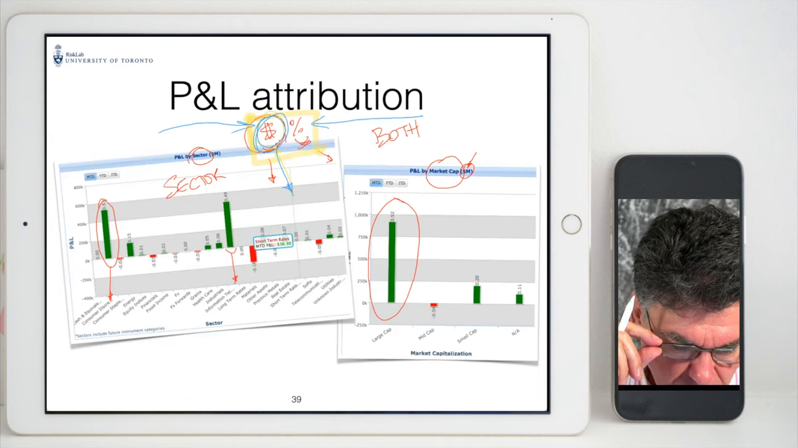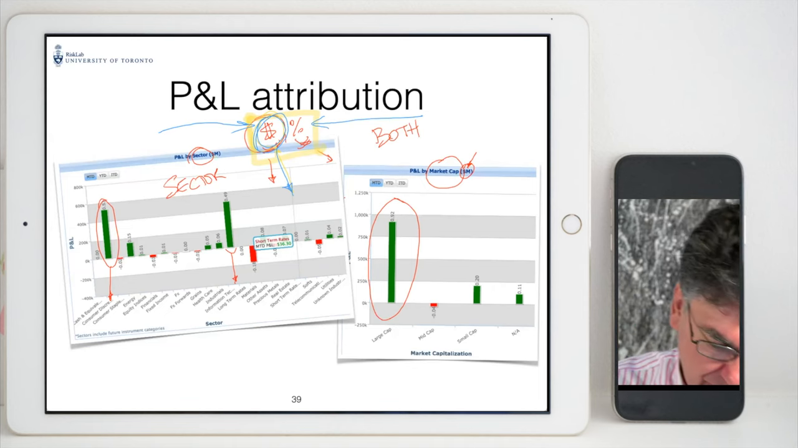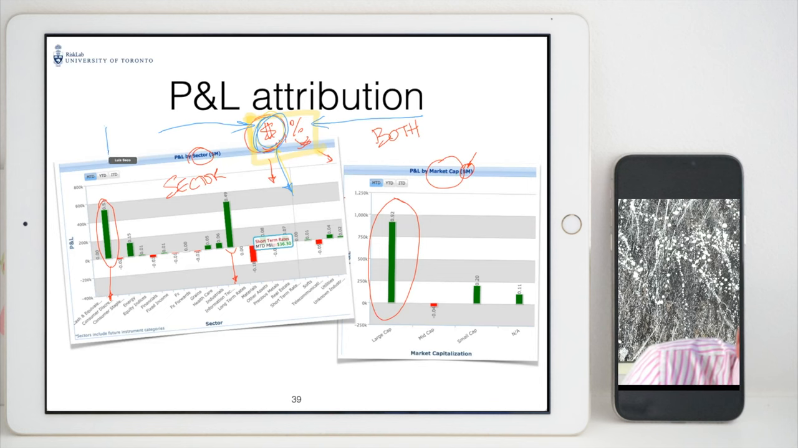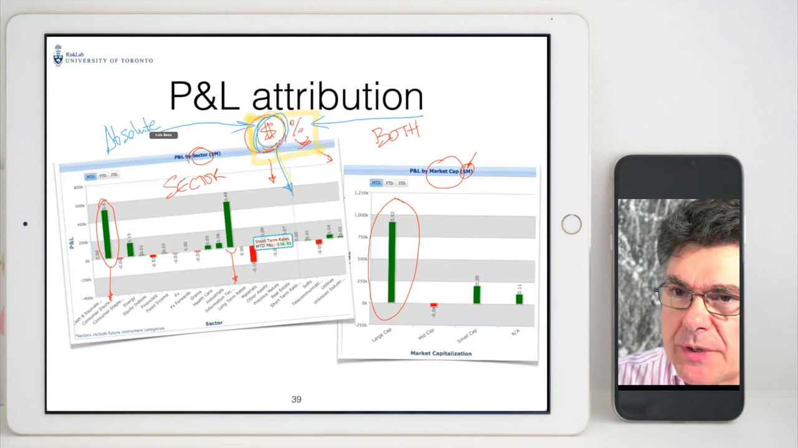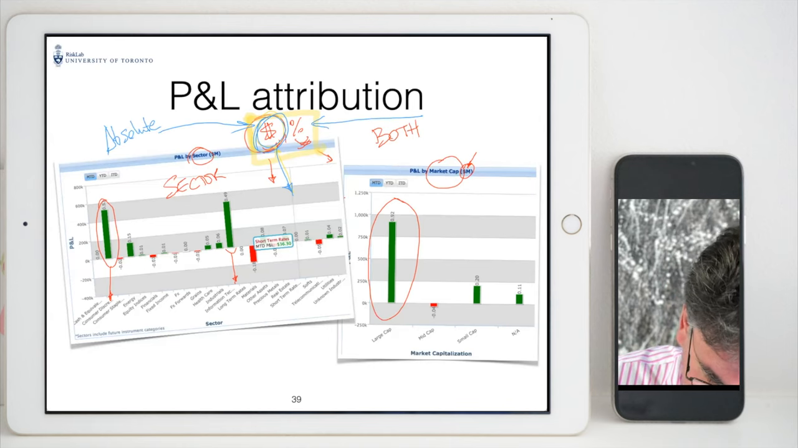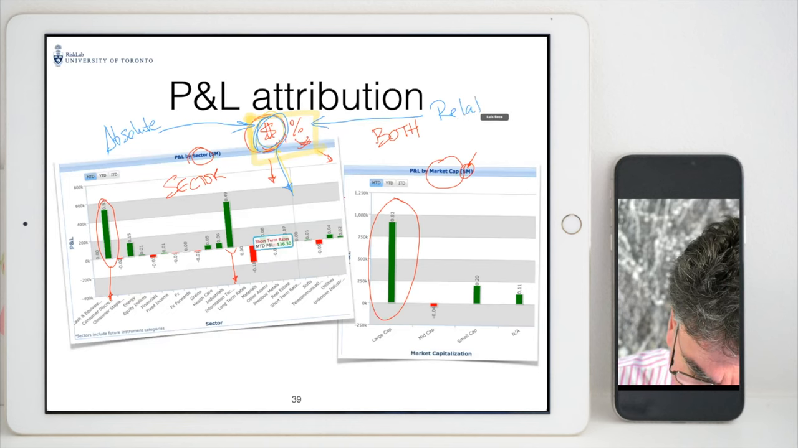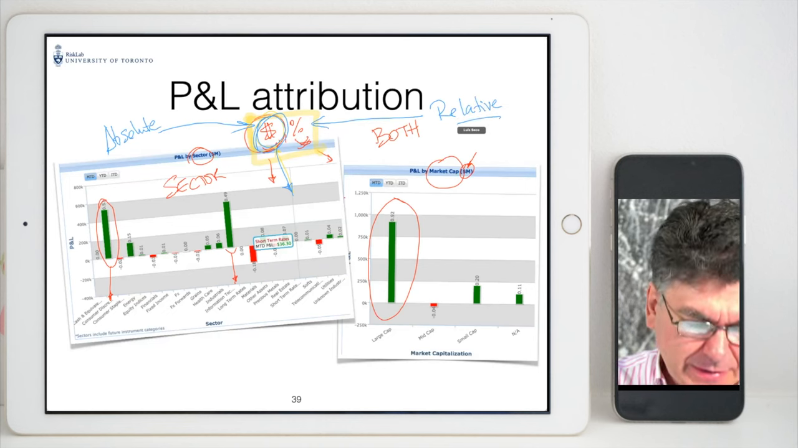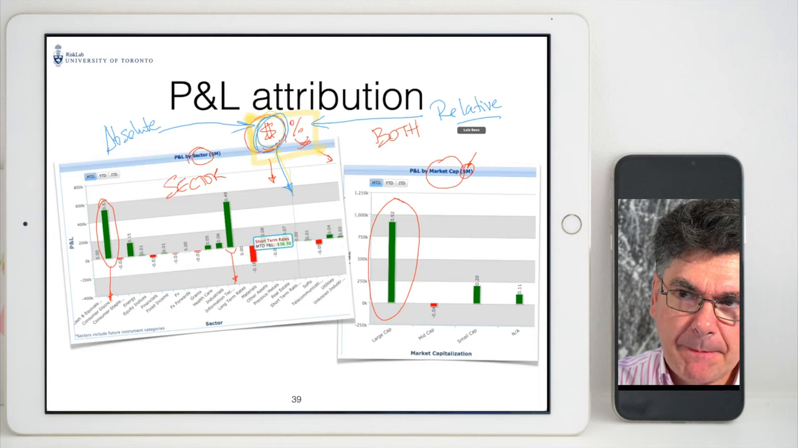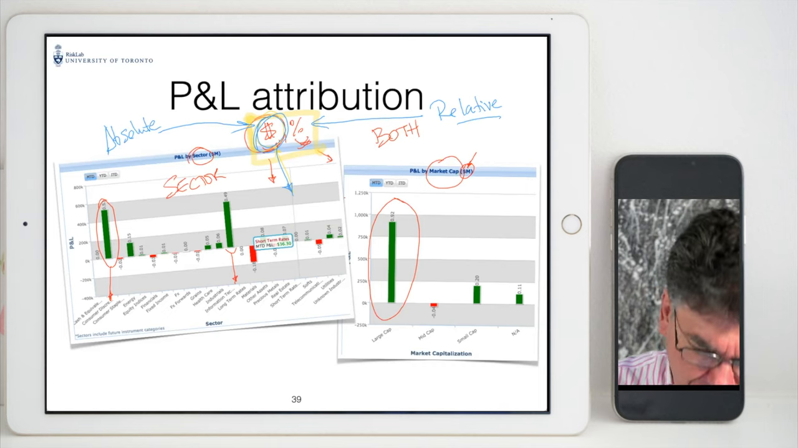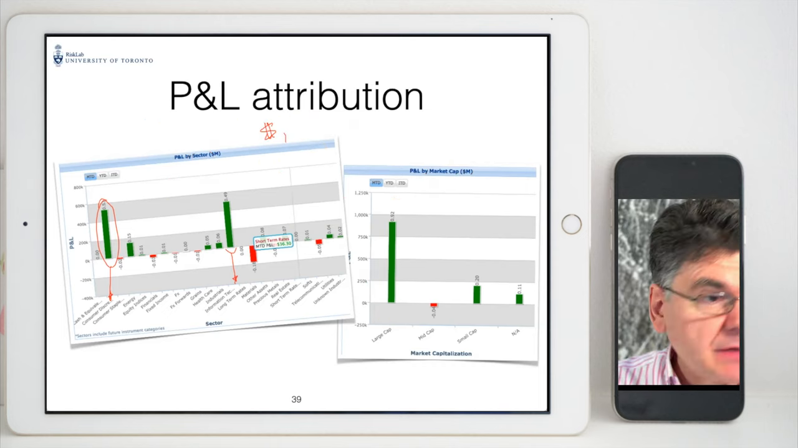Risk is typically focused on absolute quantities, absolute, and performance or relative is typically the perspective of investing. Absolute and relative. And that's for P&L attribution.